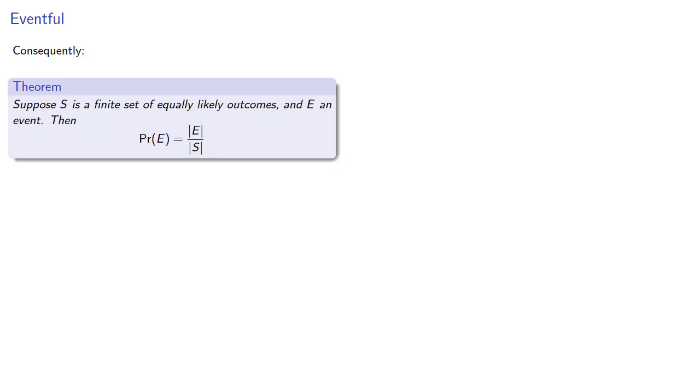Suppose S is a finite set of equally likely outcomes, and E an event. The probability of E is the number of outcomes in E divided by the number of outcomes in S.